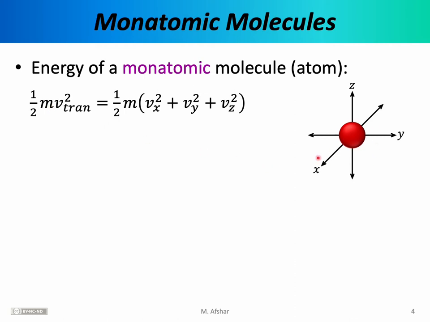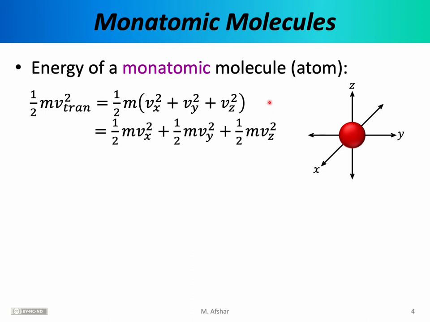To distinguish this type of motion from other types of motion that we will soon see, we're going to refer to this velocity as the translational velocity of the molecule. Translation in this context simply means moving from one place to another. That motion can be in the x direction, in the y direction, or in the z direction. Since the velocity vector has three components in three dimensions, we can use the three-dimensional Pythagorean theorem to express the magnitude squared of that vector simply as vx squared plus vy squared plus vz squared.